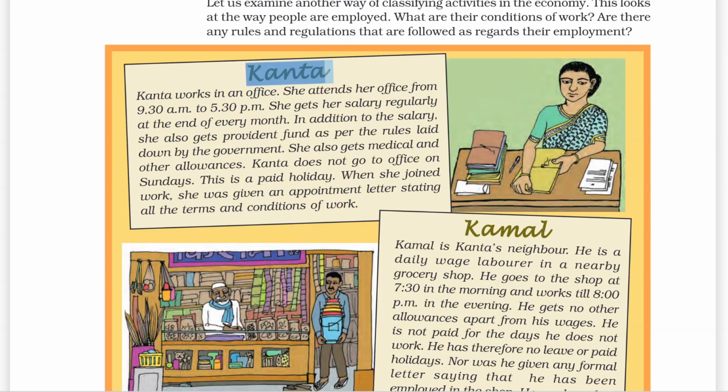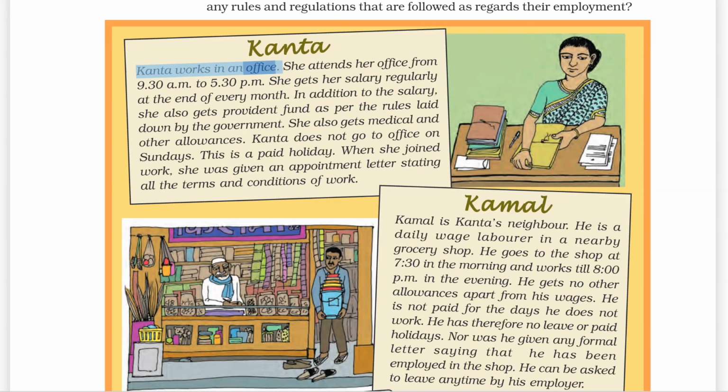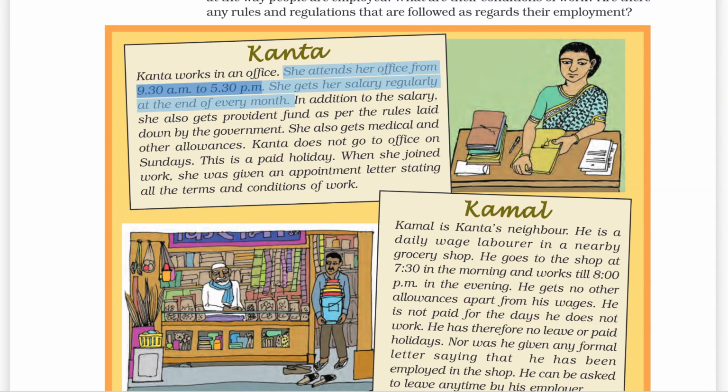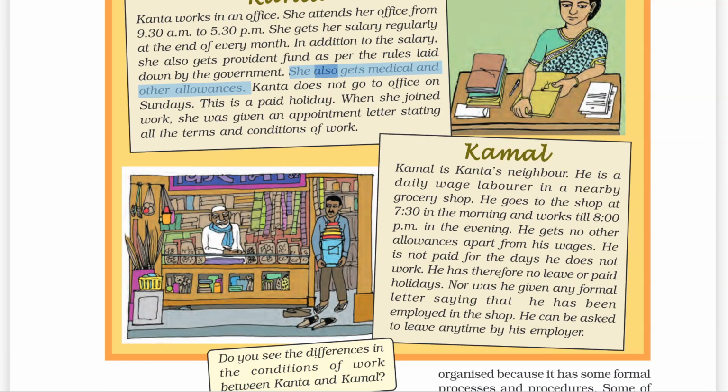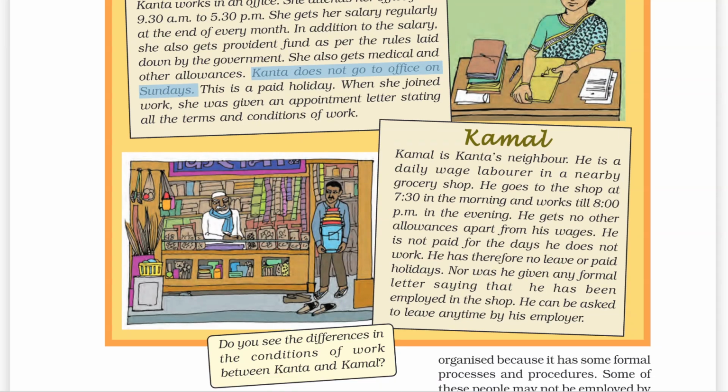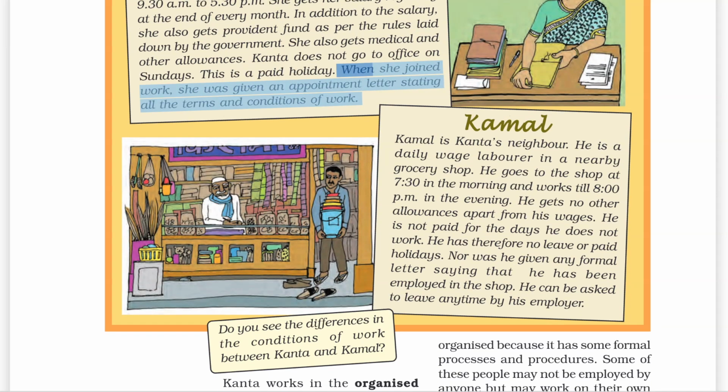Kanta works in an office. She attends her office from 9:30 a.m. to 5:30 p.m. She gets her salary regularly at the end of every month. In addition to the salary, she also gets Provident Fund as per the rules laid down by the government. She also gets medical and other allowances. Kanta does not go to office on Sundays. This is a paid holiday. When she joined work, she was given an appointment letter stating all the terms and conditions of work.